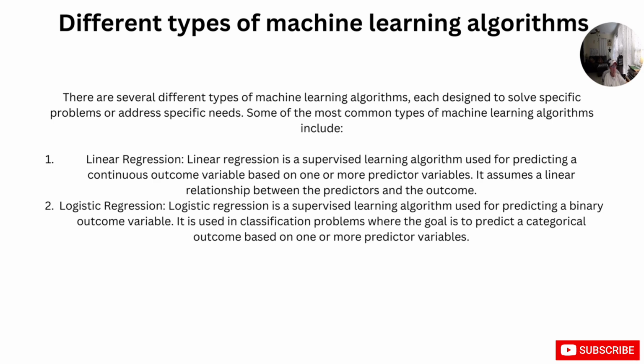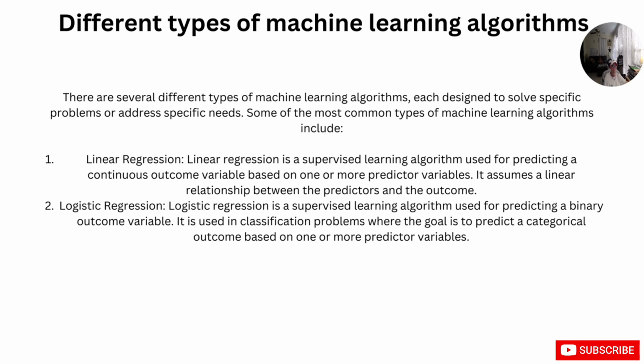Different types of machine learning algorithms. There are several different types of machine learning algorithms, each designed to solve specific problems or address specific needs. Some of the most common types of machine learning algorithms include linear regression. Number one is a supervised learning algorithm used for predicting a continuous outcome variable based on one or more predictor variables. It assumes a linear relationship between the predictors and the outcome.